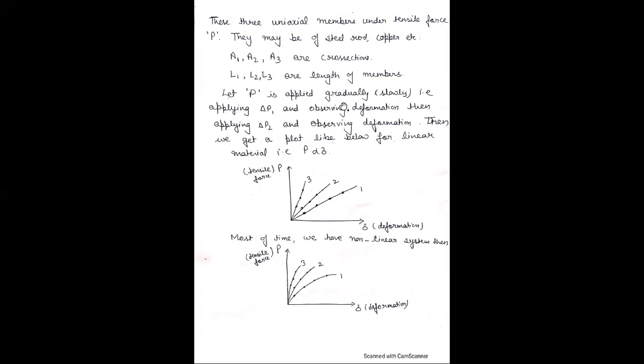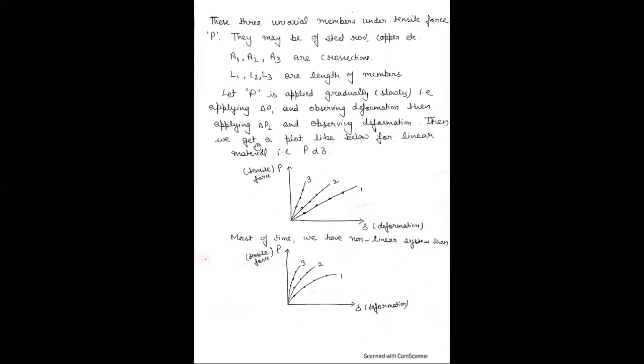Let P be applied gradually, slowly. That is, applying delta P1 and observing the deformation, then delta P2 and observing the deformation, and delta P3 and then observing the deformation. Similarly, we get a plot between tensile force and deformation. Member 1 has more deformation, member 2 is the same, and in member 3 there is less deformation.